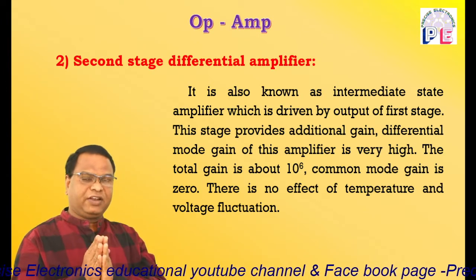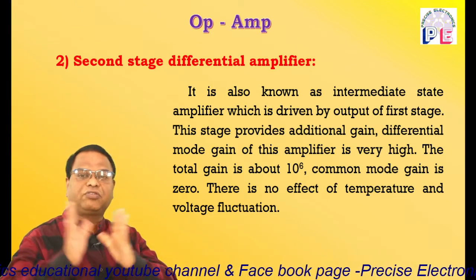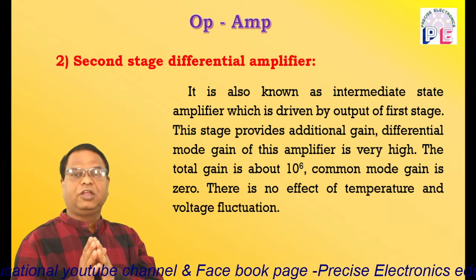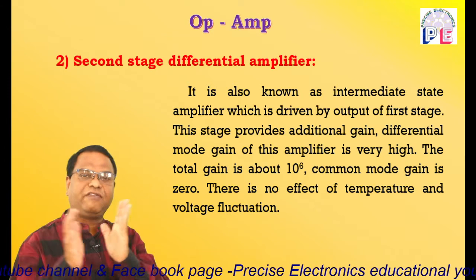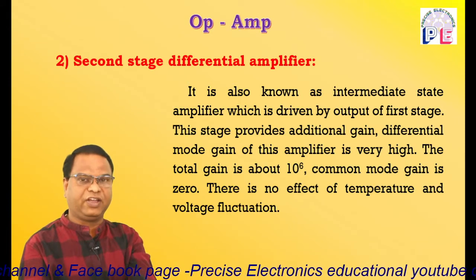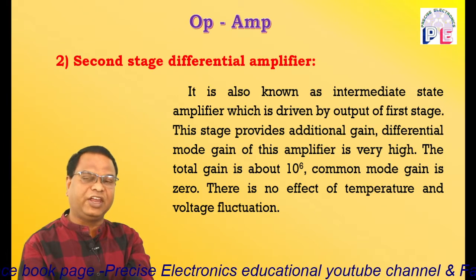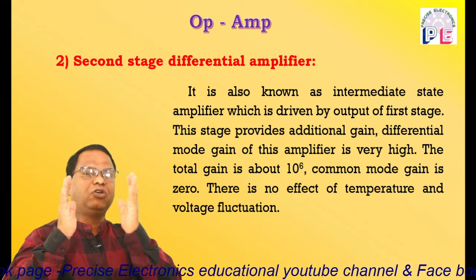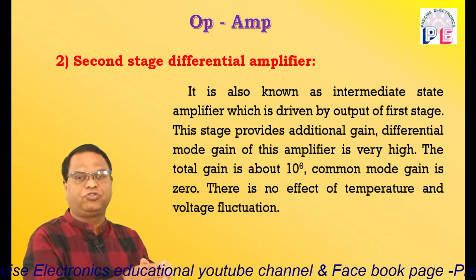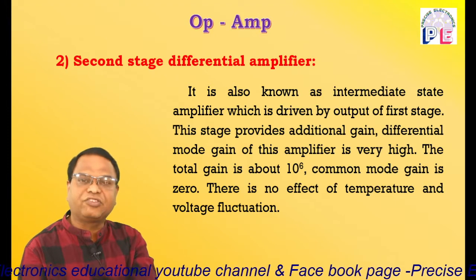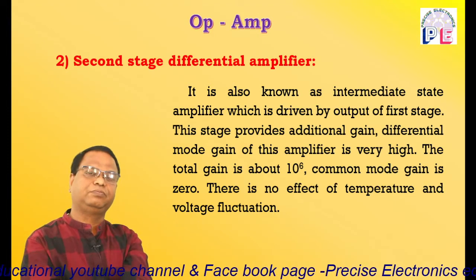In this amplifier, there is no effect of temperature and power supply variation. If temperature fluctuates or power supply voltage fluctuates, it will not affect the operating condition of this amplifier. This amplifier is known as the intermediate stage. Why is it called intermediate stage? Because it is between the first stage and the output stage. So it is known as the intermediate stage amplifier. That is the second stage differential amplifier.